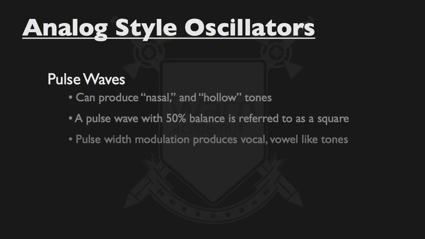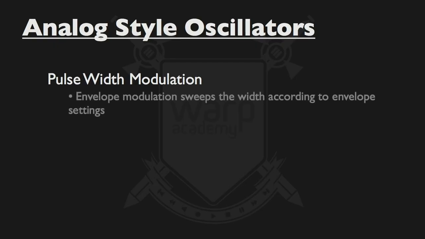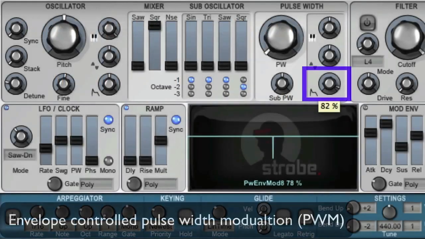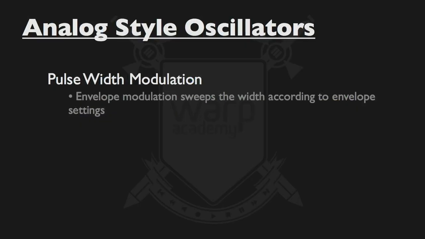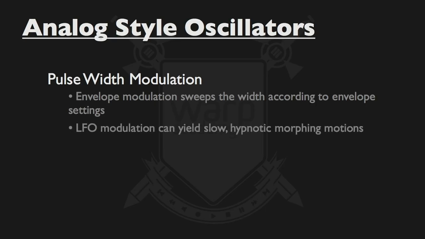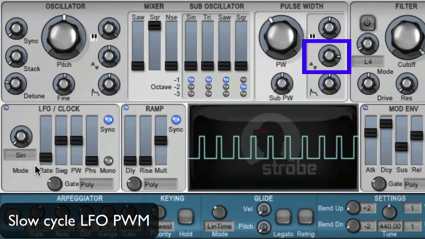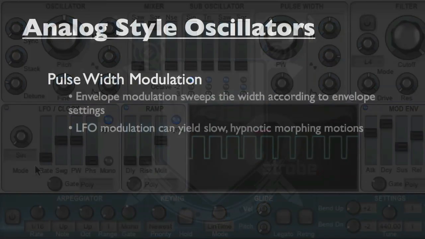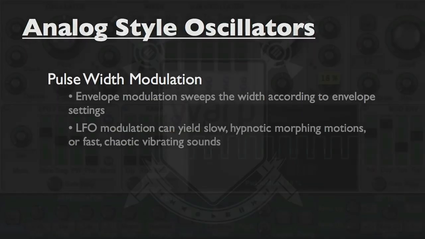Pulse width modulation is a great way of creating vocal, vowel-y motion within a sound. When the pulse width of a wave is modulated by an envelope, the wave's width sweeps from one value to the other, landing on the sustain level and staying there. When the pulse width is modulated by an LFO, a continuous, sometimes hypnotic morphing motion is heard. This can be a slow cycle, useful for basses and drones, as indicated here. Or at higher rates, it can take on a chaotic quality, which is really useful for leads and mid-range synths.